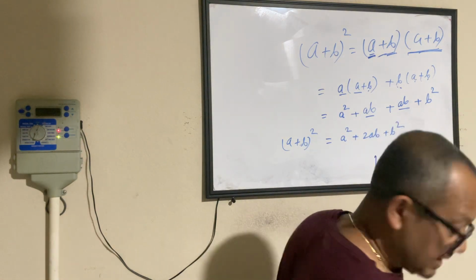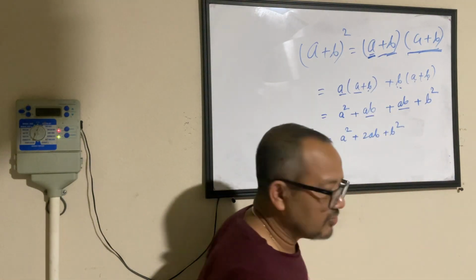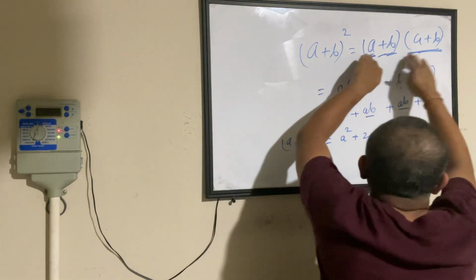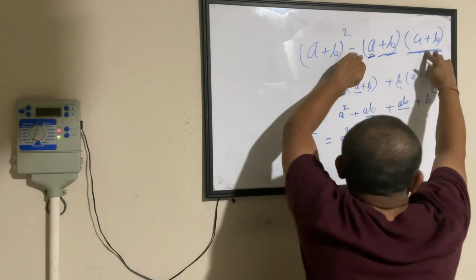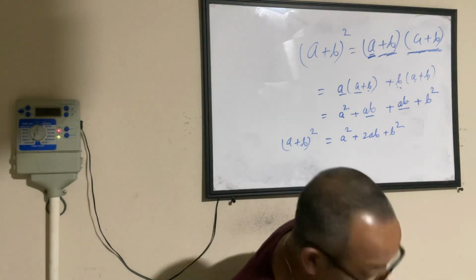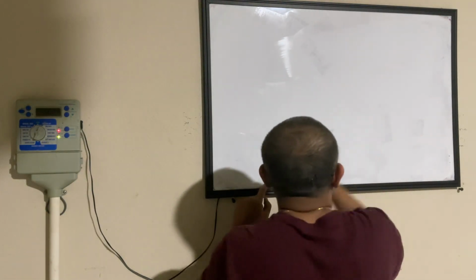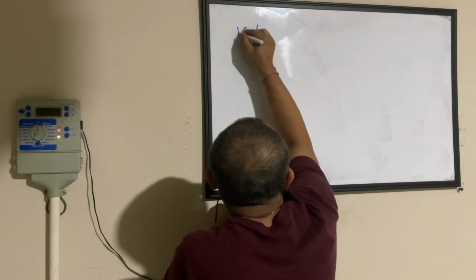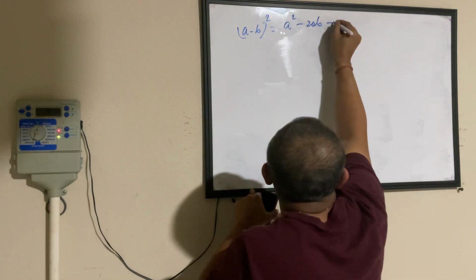So now, if you look at this, this is what we got. What did we do? A plus B whole square is A plus B into A plus B. Now we are breaking them open. So A into this plus B into this. That is how it is. Same way you can solve. I said A minus B whole squared is the same value, just one extra negative sign. A minus B whole squared, I said, is A squared minus 2AB plus B squared.